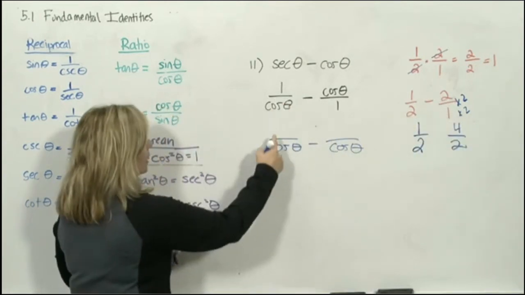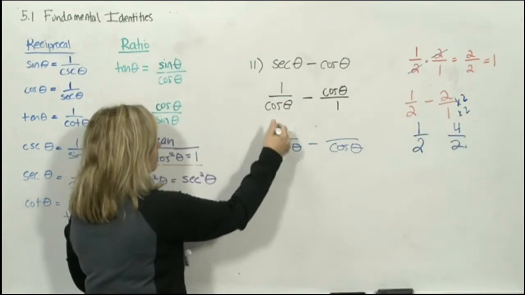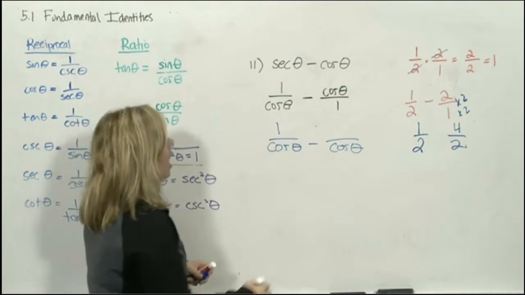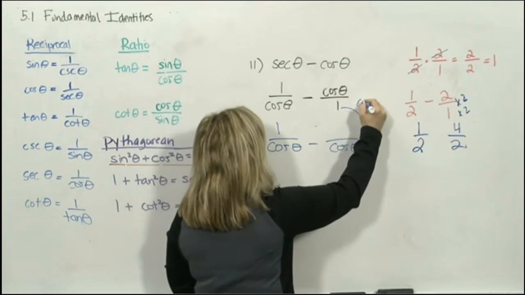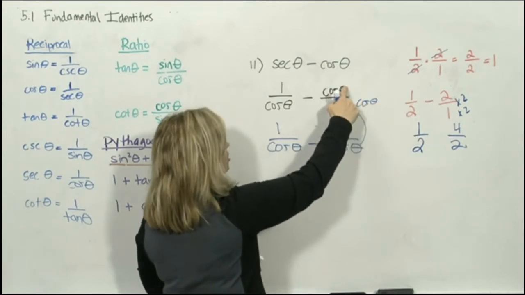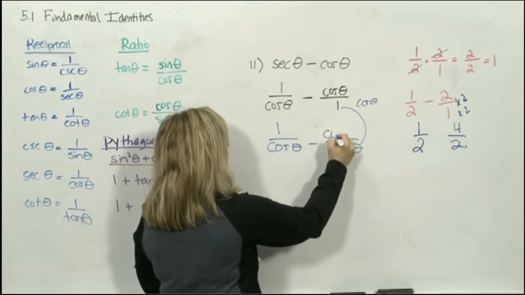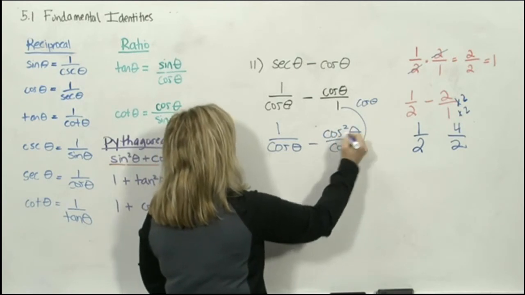So back to trig. The denominator was cosine theta. That can stay a 1. I had to change that by multiplying by cosine theta. So in the numerator, cosine theta times cosine theta would be cosine squared theta.